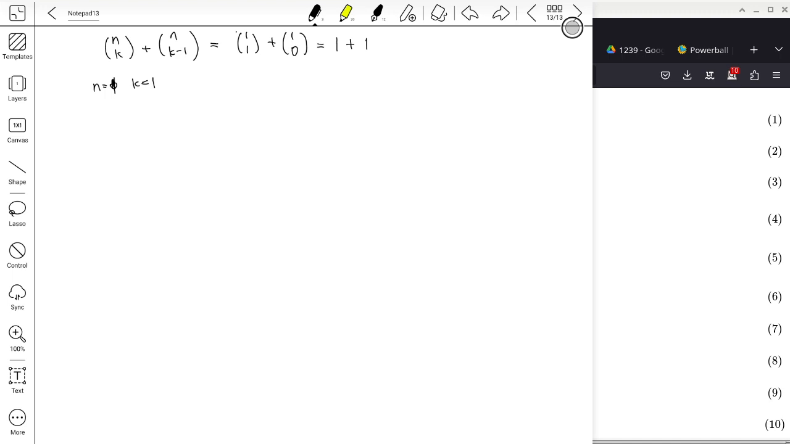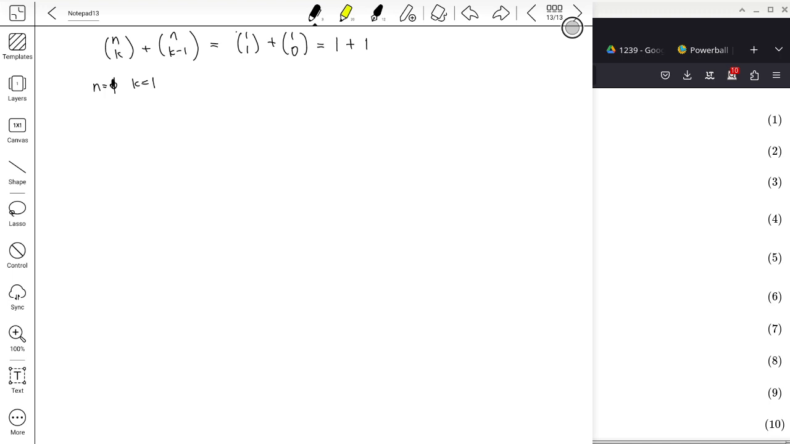In other words, I give you a bag with one item in it, and I give you an empty bag and ask, how many ways can you choose one item out of one bag and put it into the other bag? There's exactly one way to do it, right? There's only one item in the bag, so there's only one possible outcome in that case.